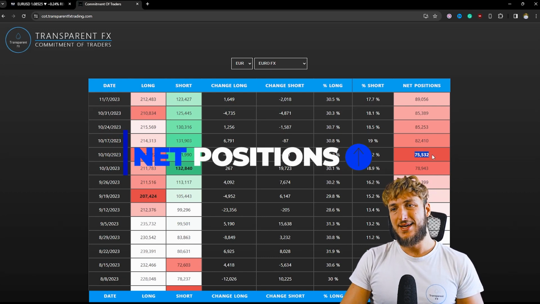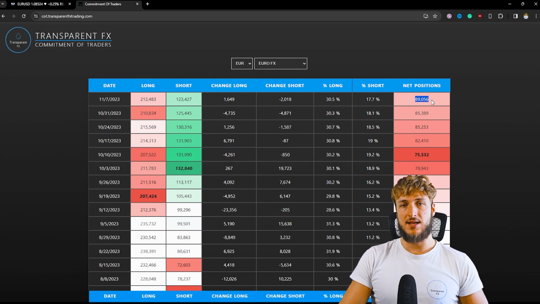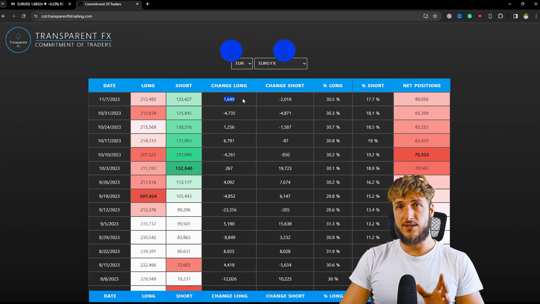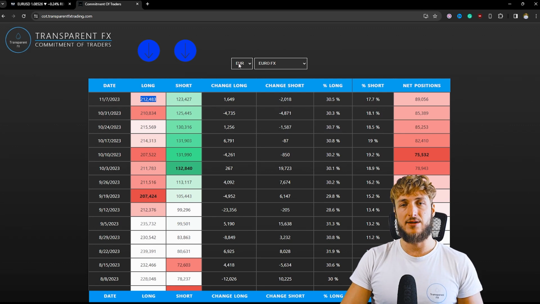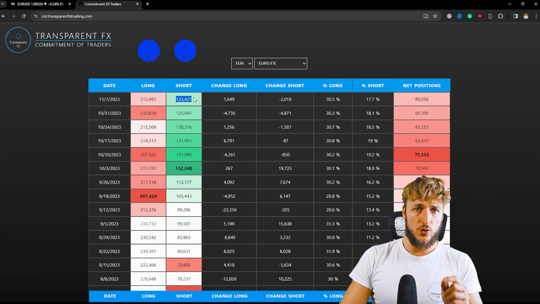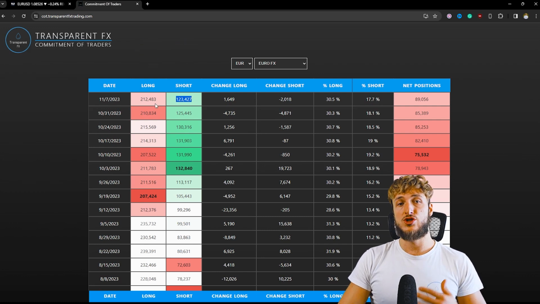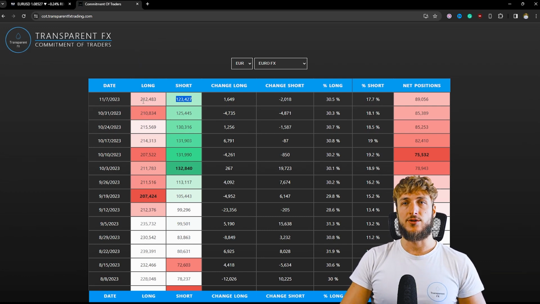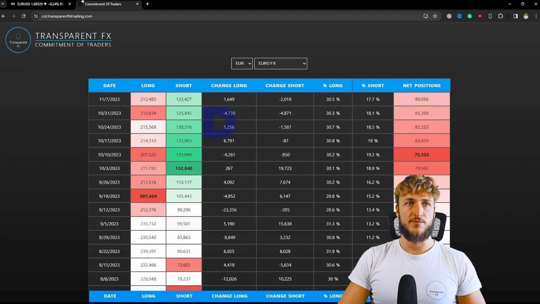We went from having 75.5k net positions all the way up to having 89k net positions, with an extra 1,600 longs added with the last report and 2,000 shorts getting closed, reaching a total of 212k longs at the moment from an institutional perspective on EURUSD, compared to only 123k shorts. So essentially, we have almost double the longs compared to the shorts.